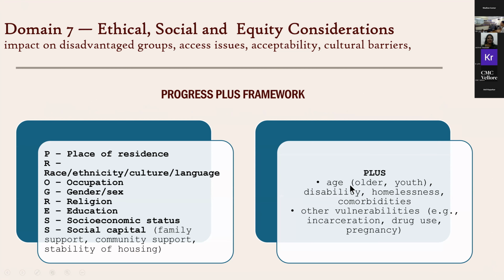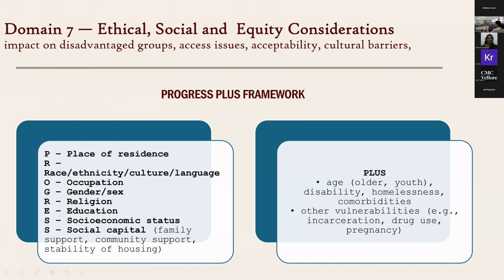Next come the ethical, social, and equity considerations. There's something called the PROGRESS framework. That is basically looking at place of residence, race, ethnicity, language, occupation, gender, religion, education, socioeconomic status, your support system, age, whether you are pregnant, whether you are incarcerated. These are all factors that matter; for example, those who are incarcerated might not be getting all the treatment or all the options. So equitable distribution is a major concern.